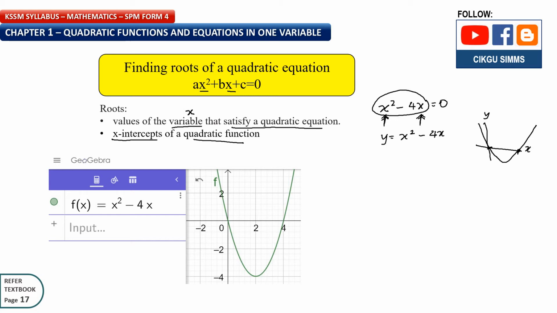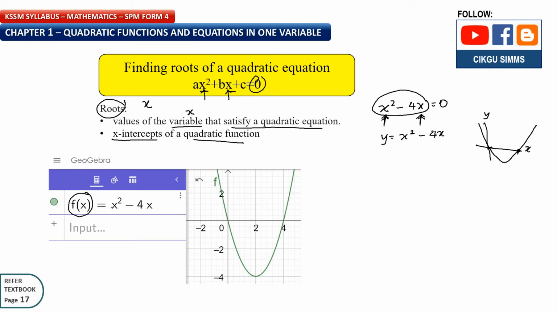So in simpler words, roots actually are the values of x when y is 0. We want to find what is the value of x. So when you see roots, you need to know it's the value of x when y is 0, that satisfies this equation. Okay, so this is the example.